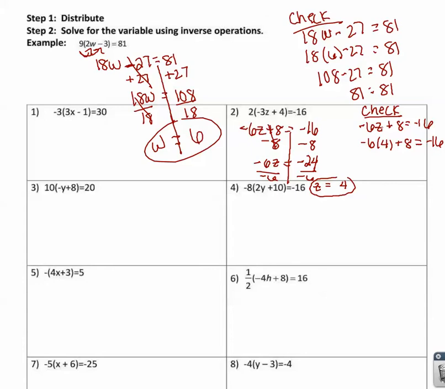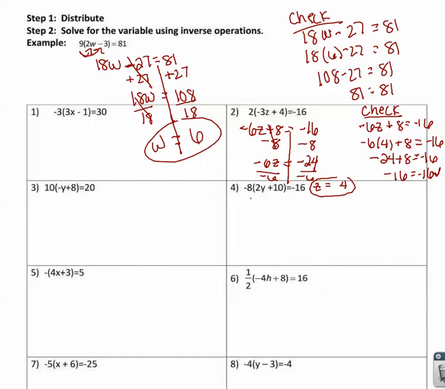Since negative 6z does not have any parentheses because it's a number times a variable, now here, in order to separate it and still state that it's multiplication, it's negative 6 parentheses 4. So you get negative 24 plus 8. Negative 24 plus 8 is negative 16. You need to have that negative 16 equals negative 16 as your check, your last step. Okay?